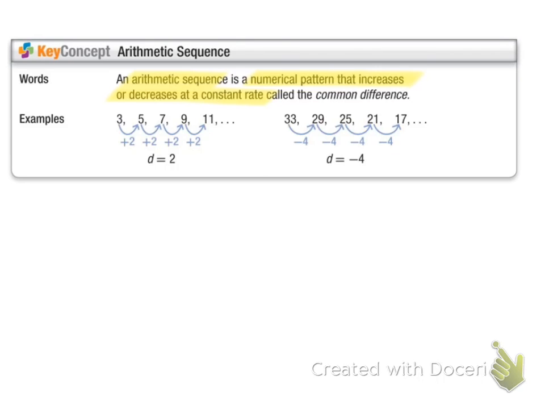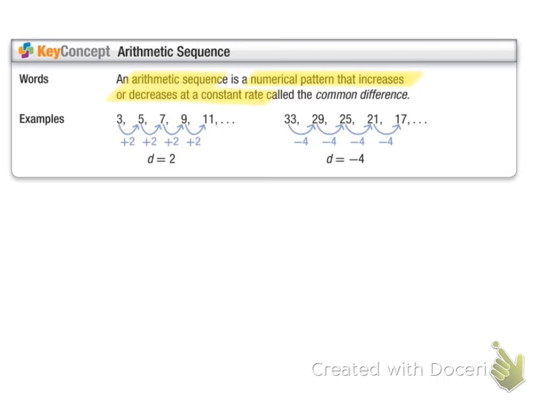Okay, so basically all you need in this portion is the highlighted parts. An arithmetic sequence, we're just going to define as a numerical pattern that increases or decreases at a constant rate. Once you write that down, also write down both of the examples.